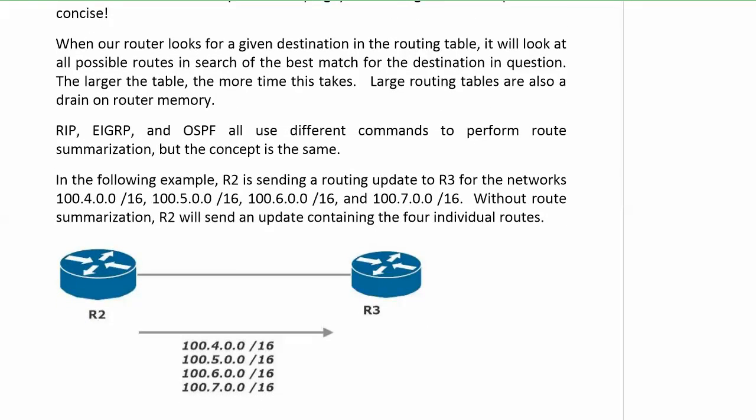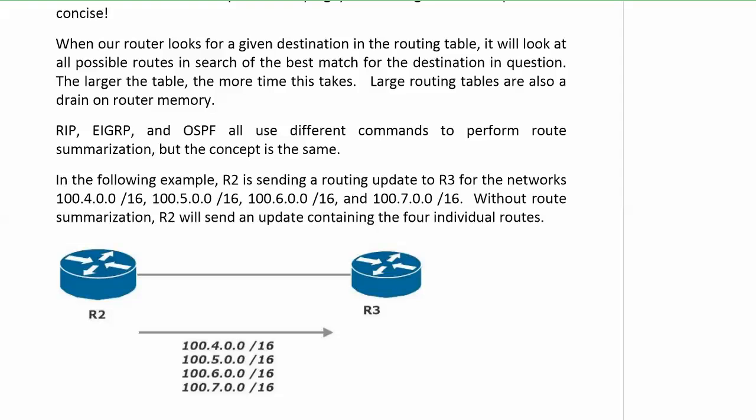Here's how route summarization works overall. In this example, we have a routing update being sent from one router to another, 2 to 3 in this case, for the networks 104, 5, 6, and 7, all with a 16-bit mask. Now without route summarization, Router 2 will send an update containing the 4 individual routes. Doesn't look that bad, but if we can shorten that, that means that Router 2 will have a more concise routing table, but still be complete.